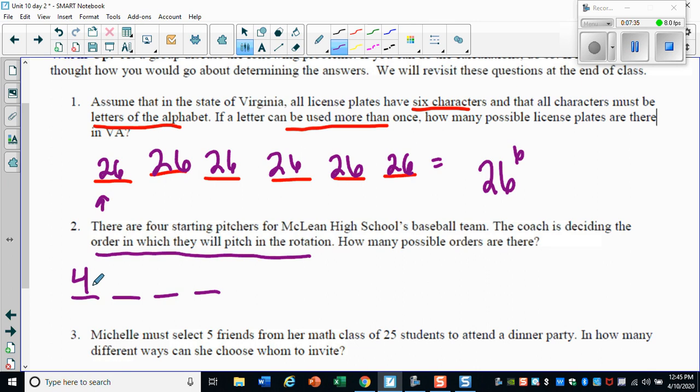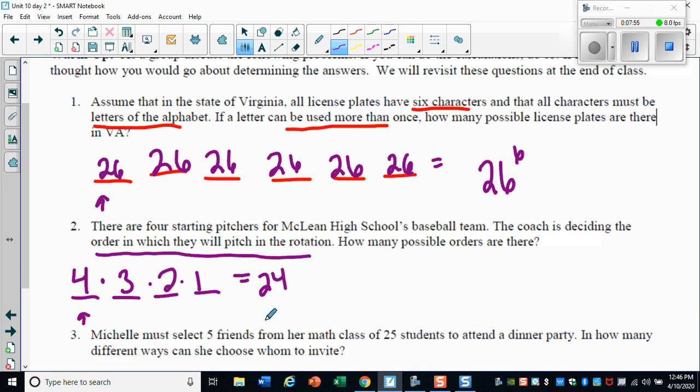Okay, they're using all 4. So I'm using all 4 pitchers in all 4 positions. So in position 1, I can choose any of the 4. In position 2, I've already used 1, and then I've used 2 of them, and then I only have 1 person left, okay? And that's going to give me a total of 24.